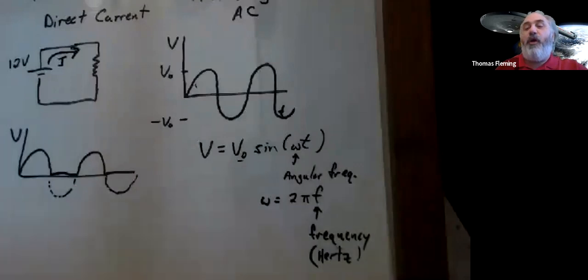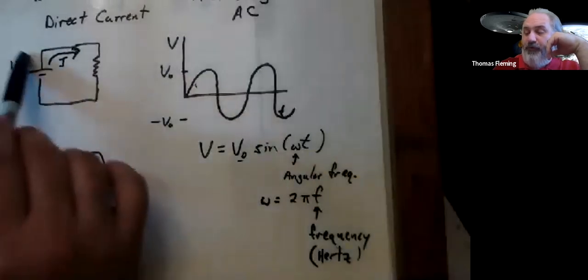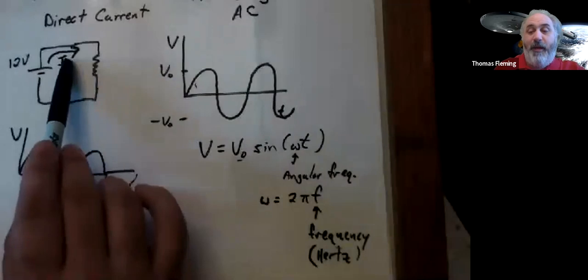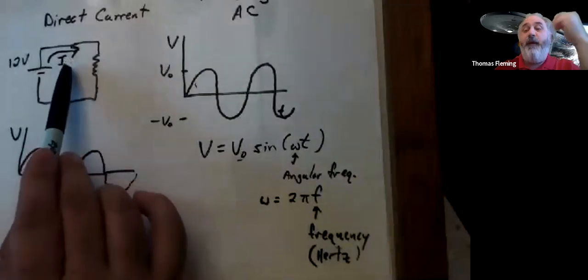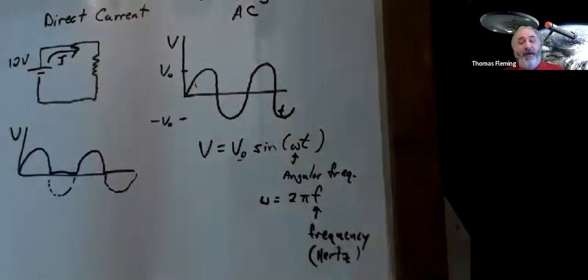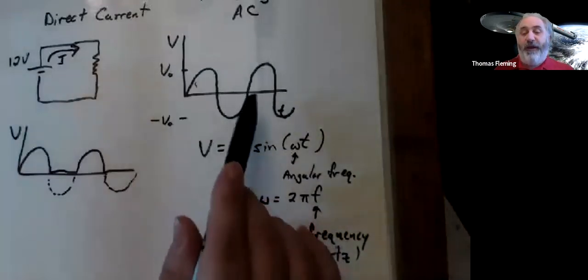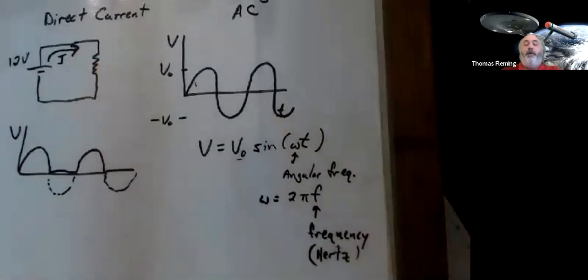If I ask you what the current is, well, you take the 12 volts, you divide it by whatever the resistance is, and you tell me, oh, it's blah, blah, blah amps. But 2 seconds from now, how many amps am I going to have? The same number. So in a DC circuit, all these values, like the current and the voltage, are constant, they're not changing.